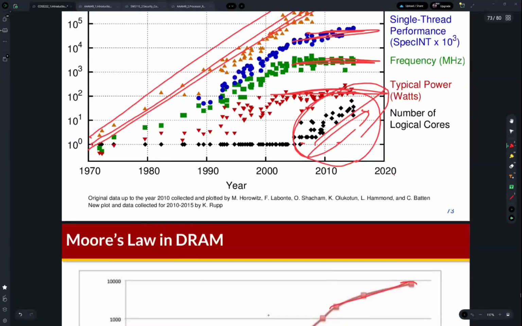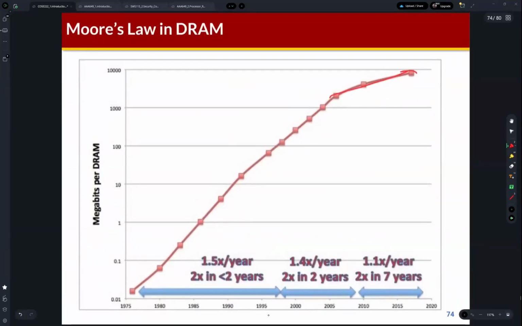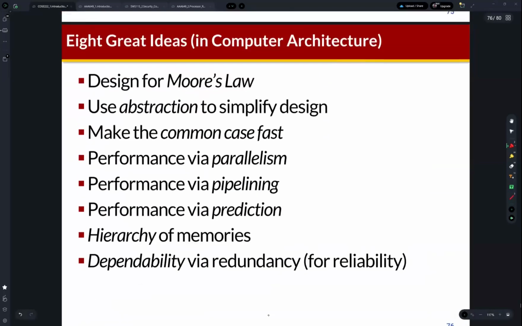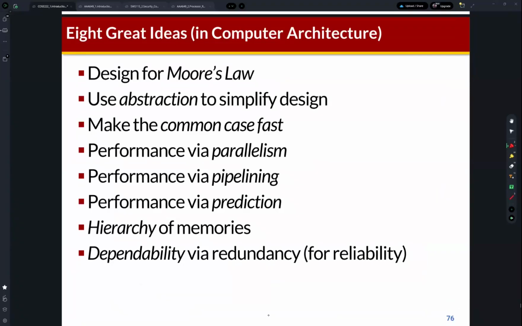But based on Moore's law, we have developed a CPU. Okay, and then we can make a better CPU. So these are the 8 great ideas in computer architecture. Okay, so you can find the design for Moore's law. So it's not just a trend, but based on this trend, we set a goal of the CPU development. Then we design the CPU based on Moore's law. Okay.